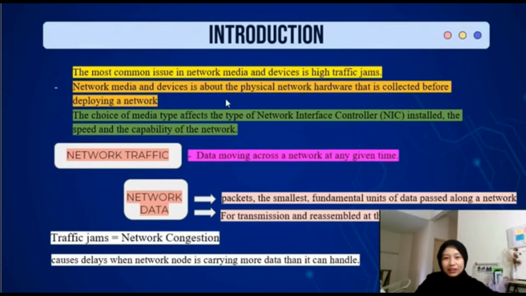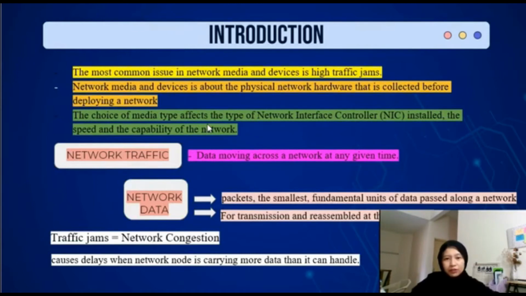Network media and devices is about the physical network hardware that is connected before deploying a network. Media is the most important long-term investment that needs to be chosen with great consideration in order to have a functioning network. Hence, the choice of media type affects the type of network interface controller (NIC) installed, the speed and the capability of the network.